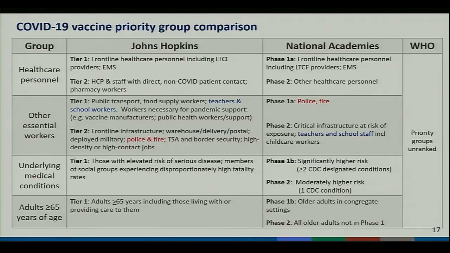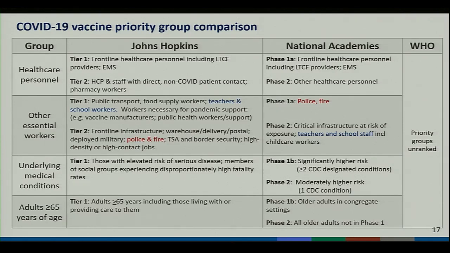So to put these together in one table, organizing by the 4 groups ACIP has previously discussed: healthcare personnel, other essential workers, adults with underlying medical conditions, and adults 65 years of age and older. The WHO priority groups include all 4 of these populations, but are unranked, so further details are not able to be provided. For healthcare personnel, both Hopkins and NAM have frontline healthcare personnel in tier or phase 1, with others included in the next tier or phases. For other essential workers, you can see there's substantial diversity among these groups through the frameworks. Teachers and school workers, here in blue, are in tier 1 with Hopkins, but phase 2 with NAM. And police and fire, shown in red, are tier 2 with Hopkins and phase 1A with NAM.